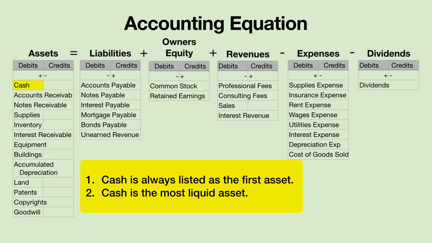For example, accounts receivable might be collected in 30 days. That's 30 days until it is liquidated or become liquid. Supplies or inventory could be sold in a couple months. So that's less liquid than accounts receivable, for example. Land is less liquid because it might take 3 months to sell it.